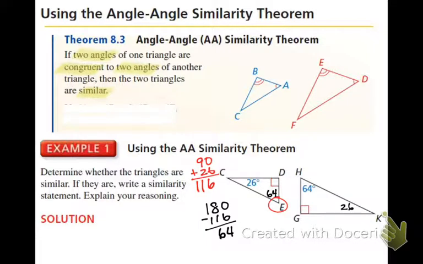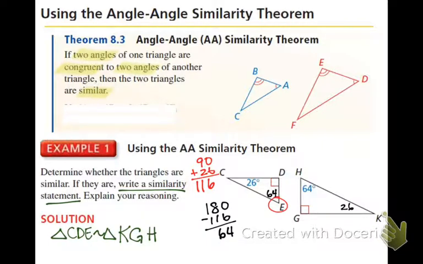So it says if they are, we're going to answer the question. If they are, write a similarity statement. So for a similarity statement, we're going to name the first triangle. So pick a name, any name. Triangle CDE. So whatever we name the first triangle, the second triangle will match it. So we said C first, which is 26 degrees. So what letter will we say first in the second triangle? K. Then we said D, so G, and then H.